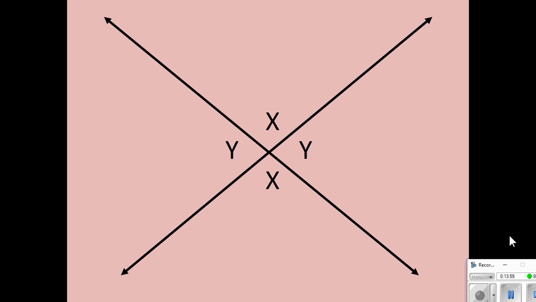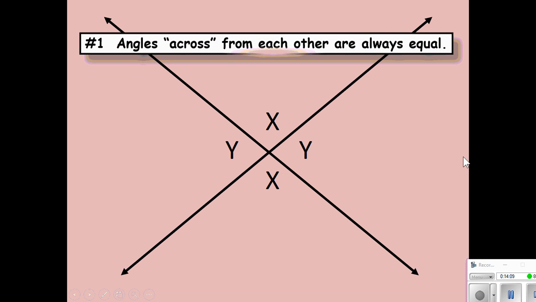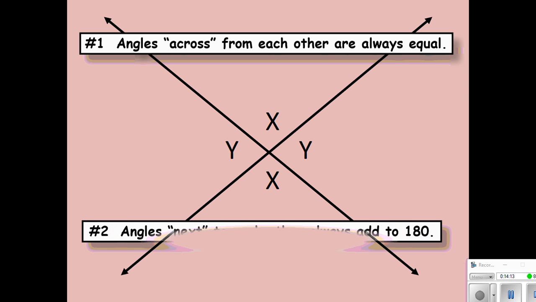So once again, here's the pattern. The angles across from each other end up having the same measure. Angles next to each other always add to 180. We have some special words to describe that, but our two rules: angles across from each other are always equal. Angles next to each other in this picture always add to 180 degrees.